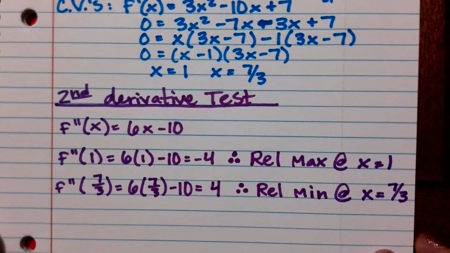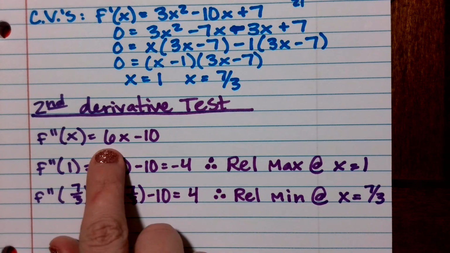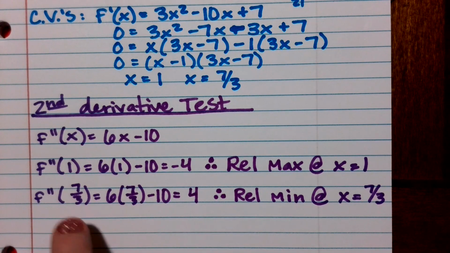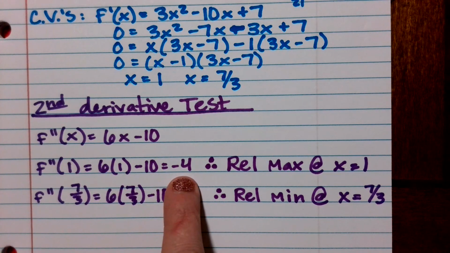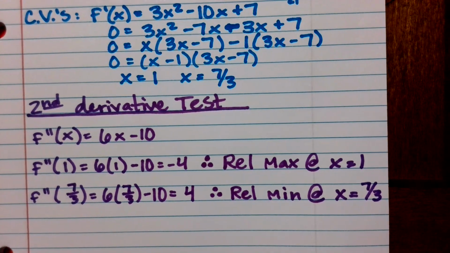And then our second derivative test would say, for f double prime, and that's where that -10 came in, 6x minus 10, I knew it was somewhere. If we try f double prime of 1, we should get -4. So since that means we are concave down, we have a relative max at x equals 1. And then for f double prime of 7/3, we get a +4, which means that we're concave up. So we've got a relative min at 7/3.